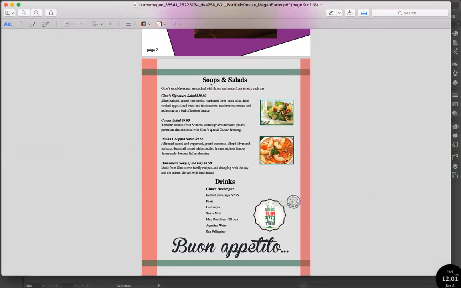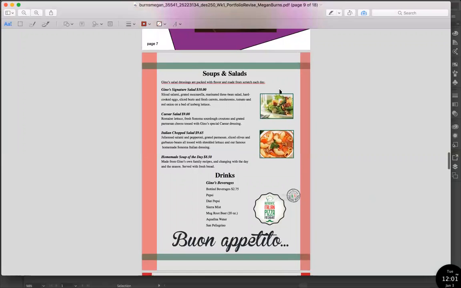I would get rid of the underline under this sentence here, salad dressings packed with flavor. And I'd move that sentence a bit closer up under soups and salads.